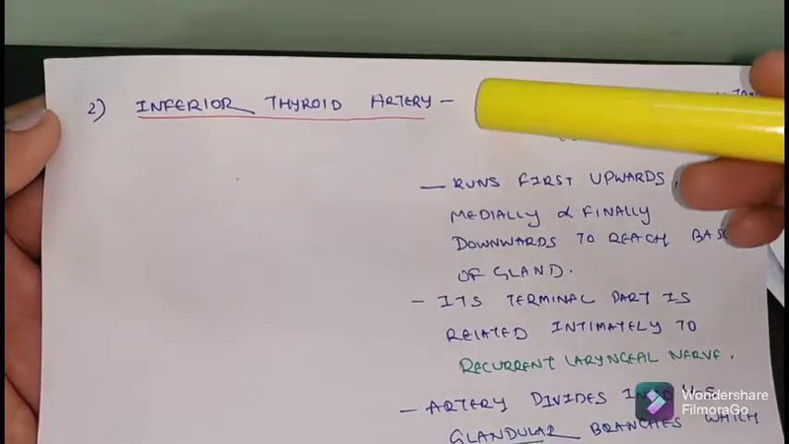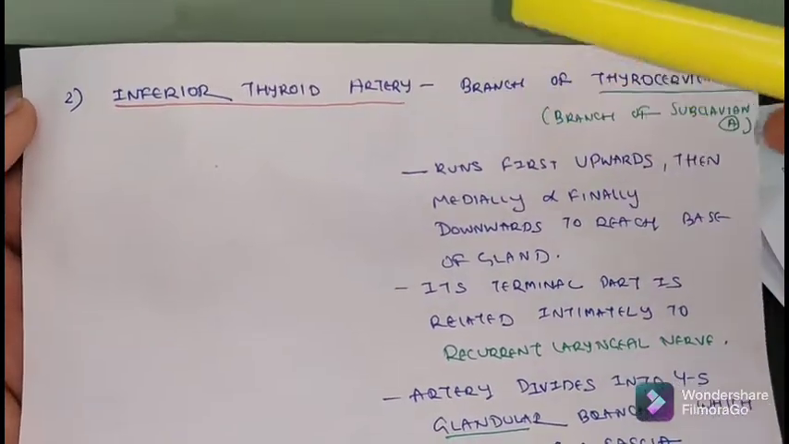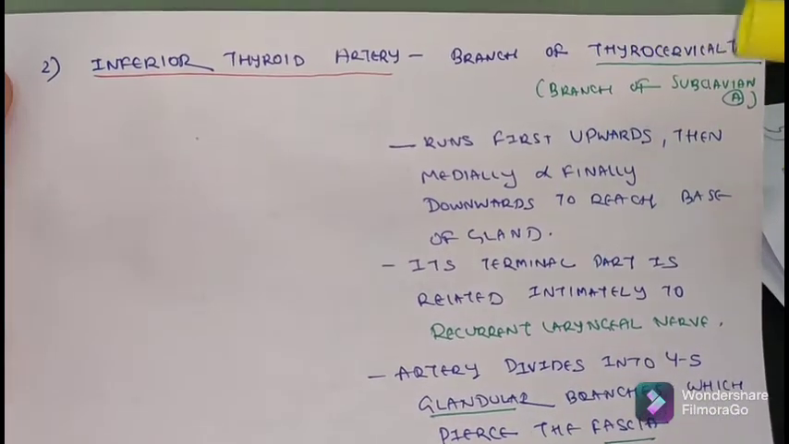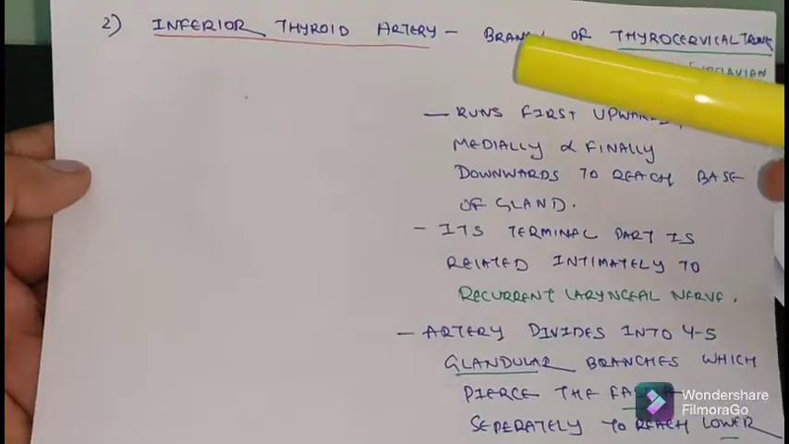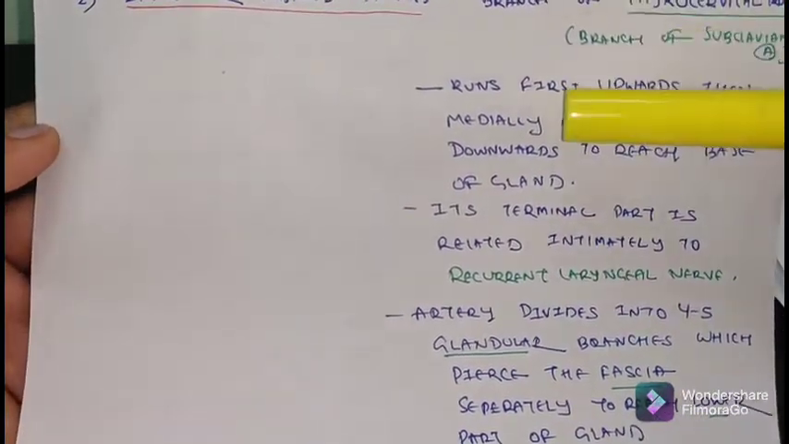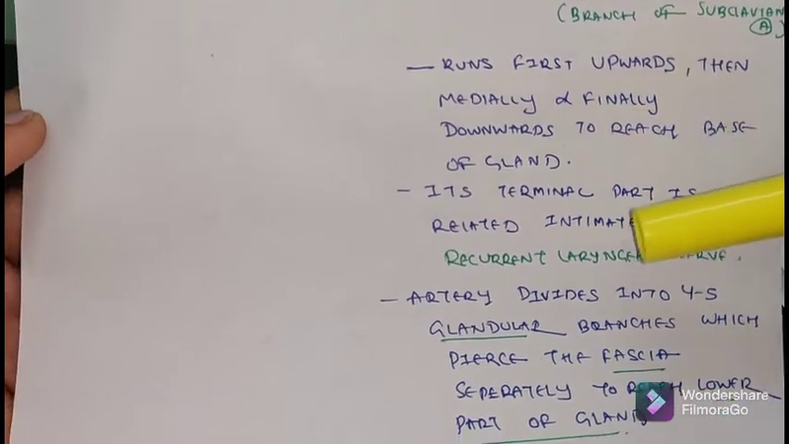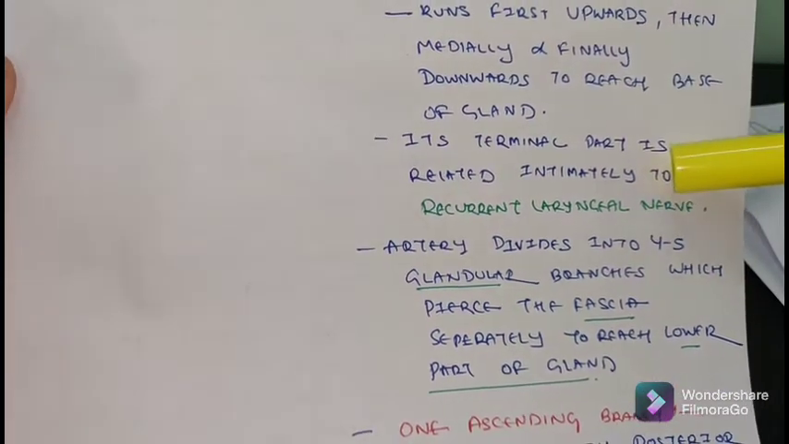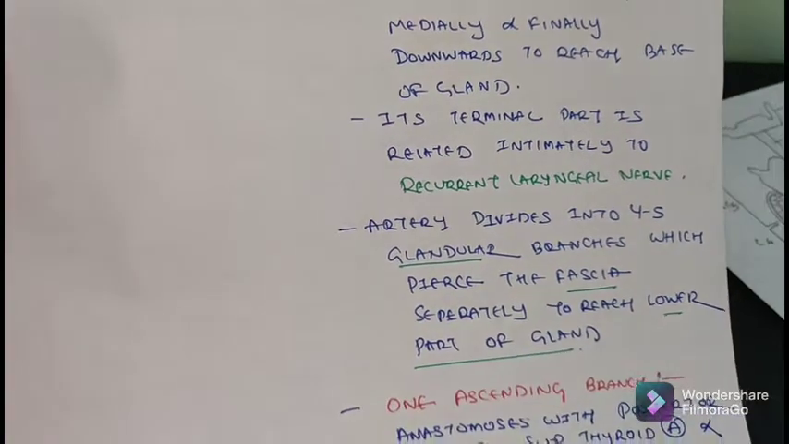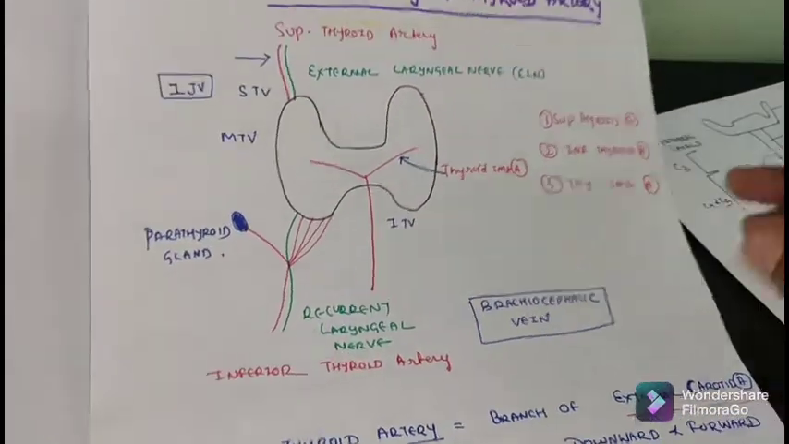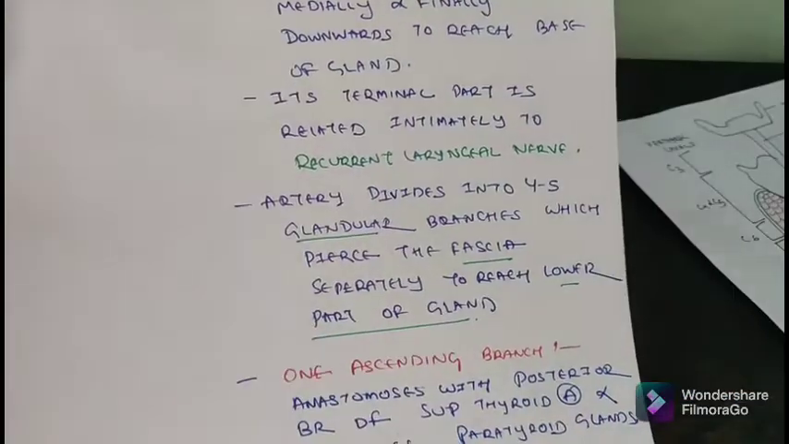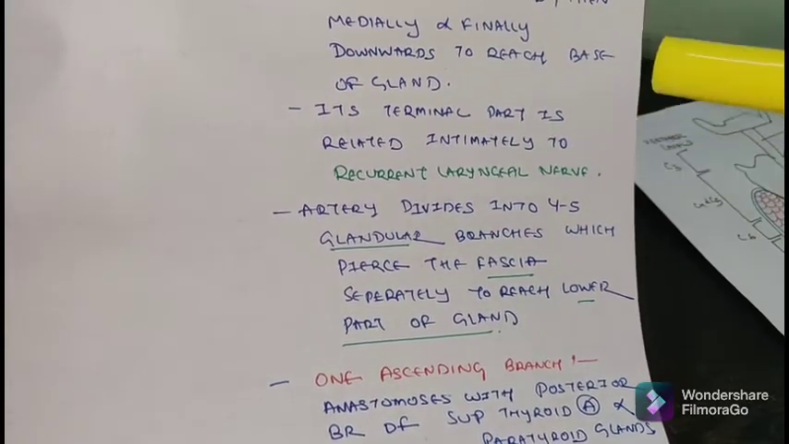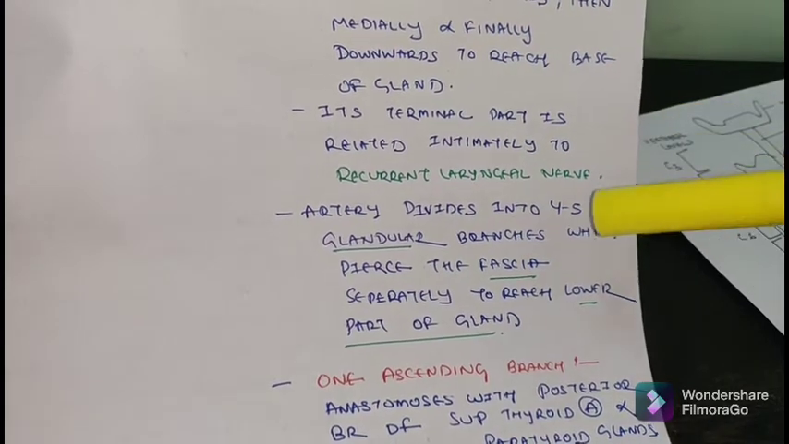So next, the inferior thyroid artery details. The inferior thyroid artery is a branch of the thyrocervical trunk. The thyrocervical trunk is a branch of the subclavian artery. The inferior thyroid artery runs upward, then medially and finally downward to reach the base of the gland. Its terminal part is related intimately to the recurrent laryngeal nerve. I have shown you in the diagram how the inferior thyroid artery runs. The artery divides into 4 to 5 glandular branches which pierce the fascia separately to reach the lower part of the gland.